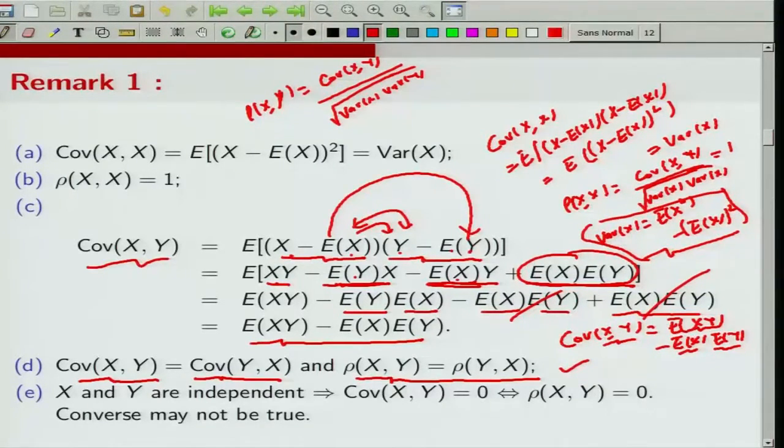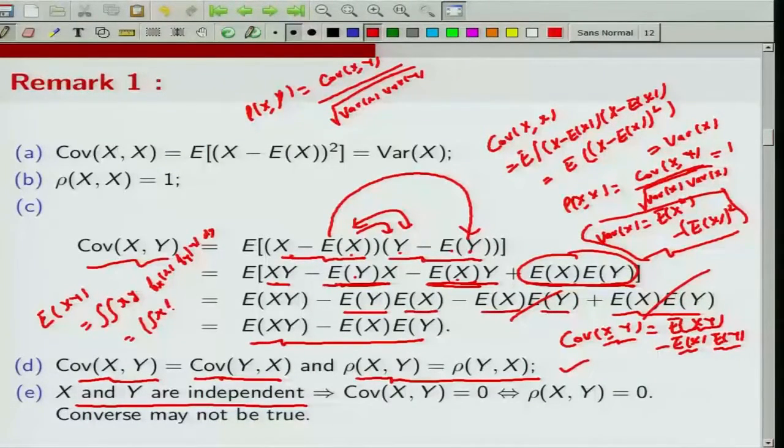Another thing which one has to note is, if X and Y are independent, then if I have to look at expected value of XY, let us look at it in the absolutely continuous case. This is the double integral of xy, and since X and Y are independent, their joint PDF is same as the product of marginals. So, this is f_X(x) f_Y(y) dx dy, and then you can separate out these integrals: x f_X(x) dx multiplied by y f_Y(y) dy, which is nothing but expected value of X into expected value of Y. So, if X and Y are independent, then expected value of XY is same as expected value of X into expected value of Y.